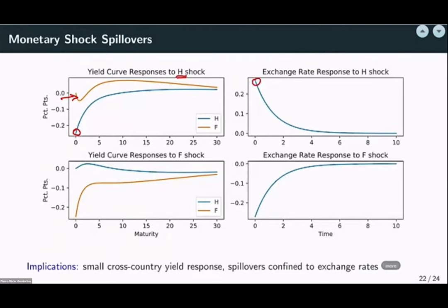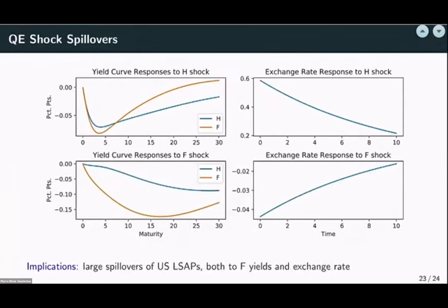There's a big response of the exchange rate. The currency depreciates. This is a monetary easing at home, and you get a big depreciation of the exchange rate. I would say it's not very different from what we have in a standard model. If you were thinking that you could get a very different response of the yield curve in the foreign country, we don't see it much here. Where we do see it is when we look at the response to QE.